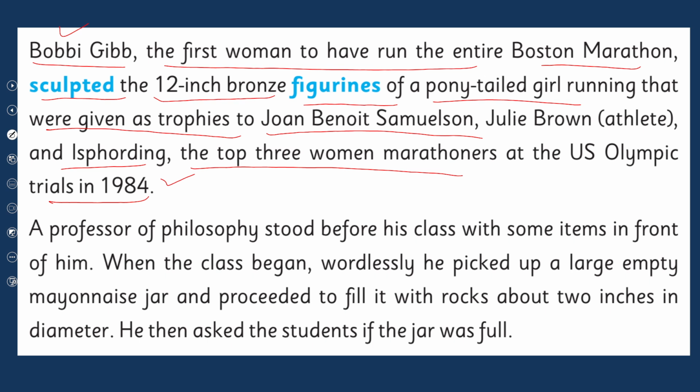So Bobby Jebb, what we know about her: the first woman to have run the entire Boston Marathon, the long race where you have to run for hours, sculpted the 12-inch bronze figurine of a ponytailed girl running that were given as trophies to Joan Benoit Samuelson, Julie Brown, and Julie Isphording, the top 3 women marathoners, and they were all given the trophies of a figure who's running. And this is in the year 1984.